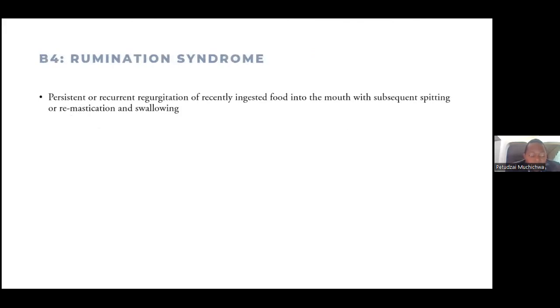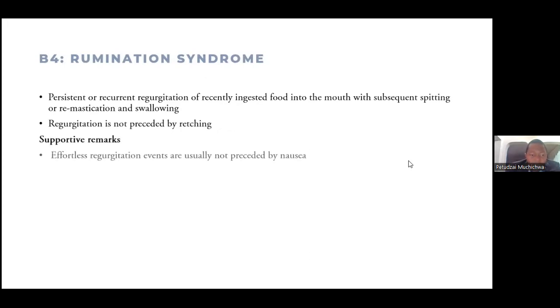Last but not least, the rumination syndromes, which is persistent or recurrent regurgitation of recently ingested food into the mouth with subsequent spitting, or remastication and swallowing. The regurgitation is not preceded by retching. We have to note that.